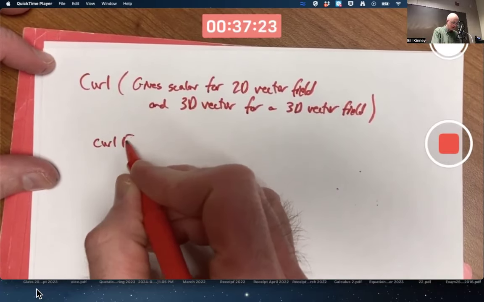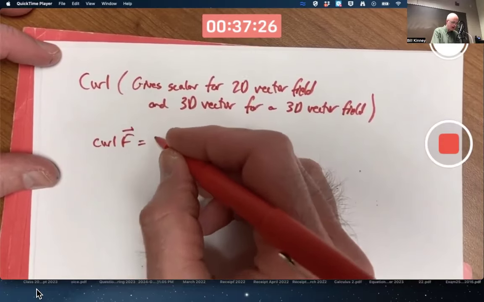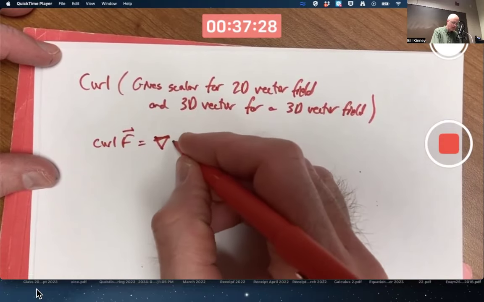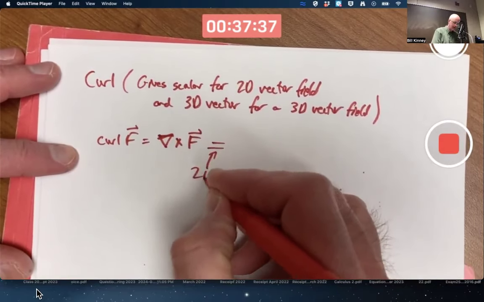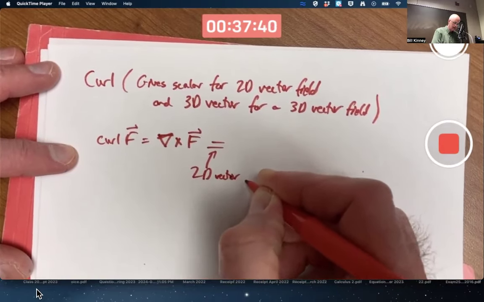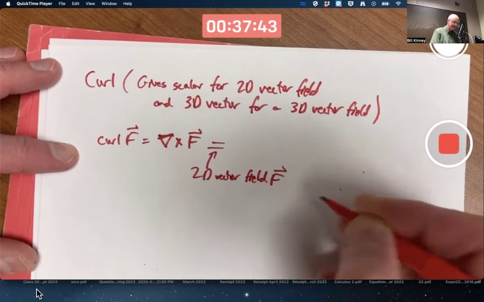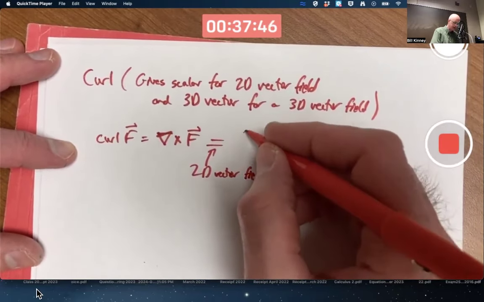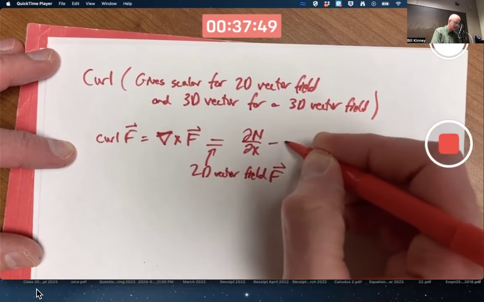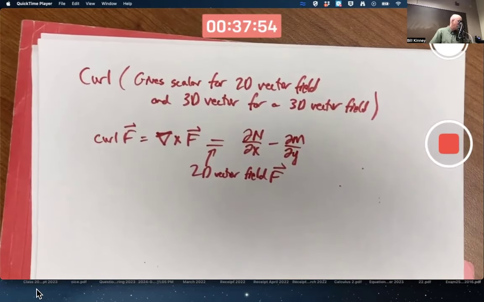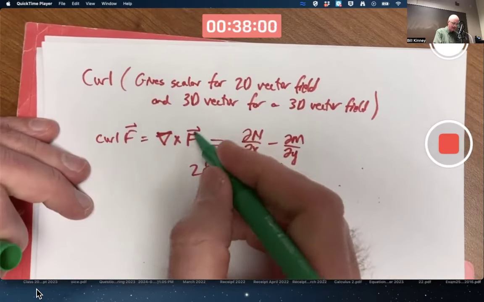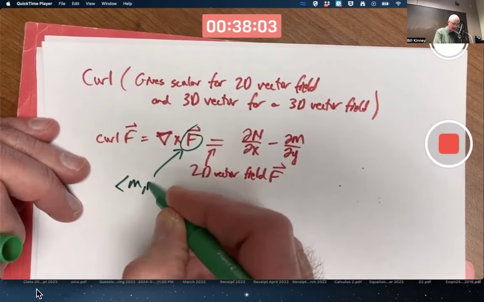Curl F is written again with the del or nabla operator, but with a cross product instead of a dot product. And for a 2D vector field, we think of it as a scalar quantity, and it ends up being the partial derivative of n with respect to x minus the partial derivative of m with respect to y, where m is the first component and n is the second component. So F has components m comma n.